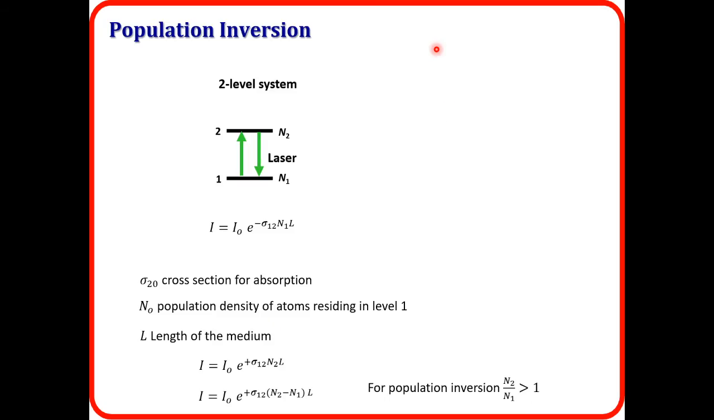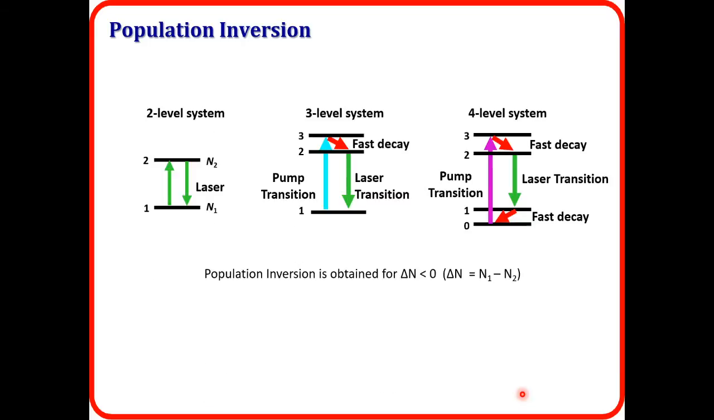An important property for the laser to work is population inversion. When you have N2 greater than N1, then you achieve population inversion and therefore your laser will work. Otherwise the laser will not work. Now we need to consider three different systems, that is the two-level system, the three-level system and the four-level system.